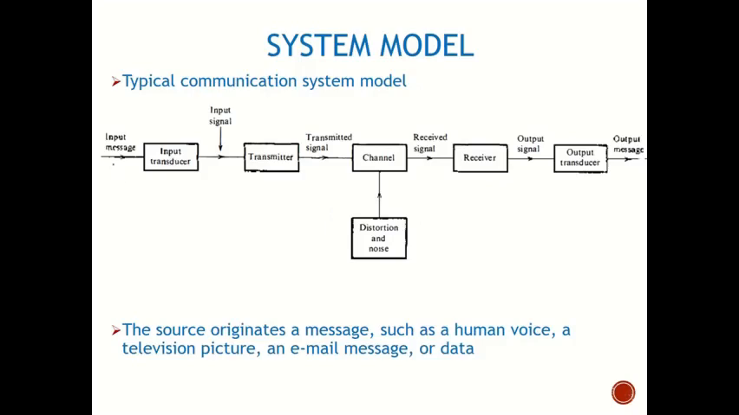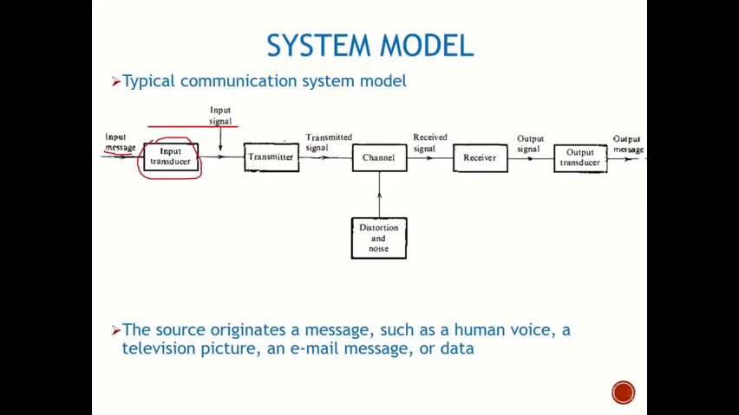So first of all, we have an input signal that is generally called an input message. After that, we have a transducer. The purpose of the transducer is to bring the message into a more useful form. For example, this could be a microphone that converts a human voice, which is in the form of pressure waves, into an electrical signal. This can also be called an input signal, which is now in electrical form. And this goes to the transmitter.